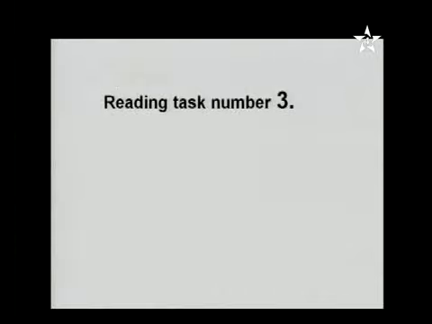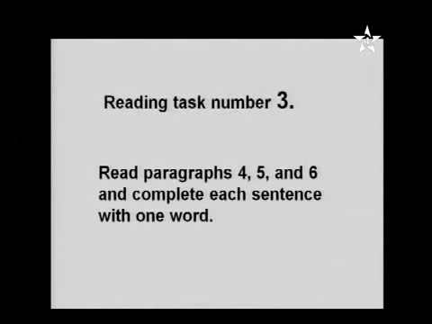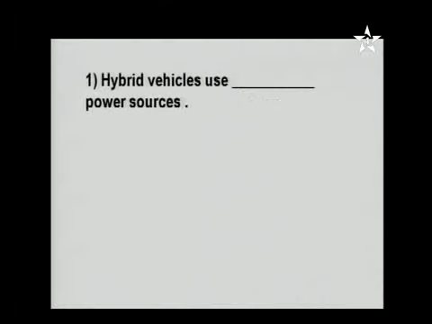Now we come to reading task number 3. Now the task says, read paragraphs 4, 5, and 6 and complete each sentence with 1 word. Right? I'll give you a set of sentences. Now we're going to read paragraphs 4 and 5 and 6, and then you're going to pick up a particular word from each paragraph to complete these sentences. This is sentence number 1. Hybrid vehicles use ___ power sources. You need to put in there 1 word.